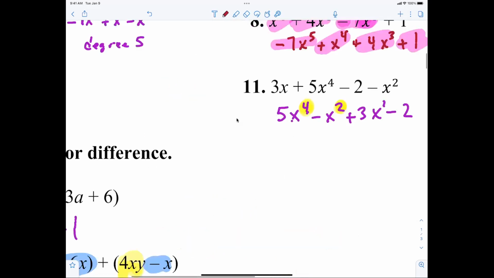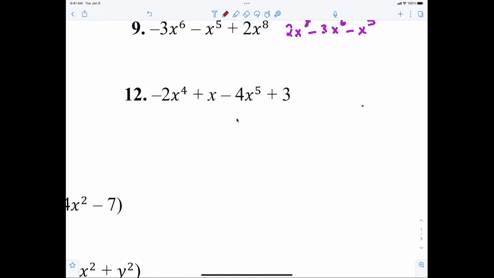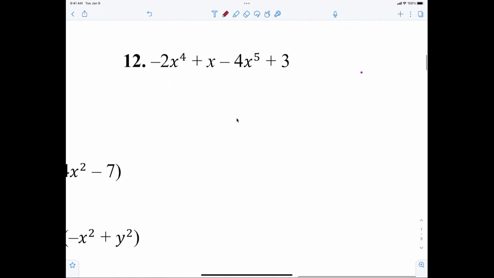All right, here we go. Number 12. Write it in descending order. So negative 4x to the 5th minus 2x to the 4th plus x.